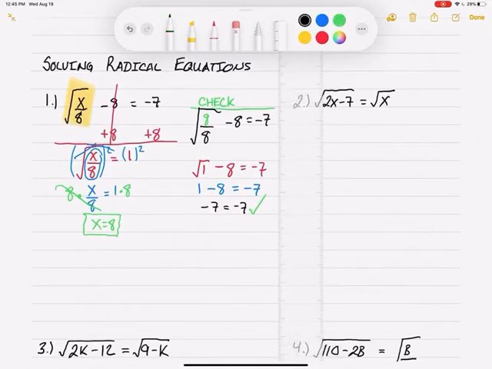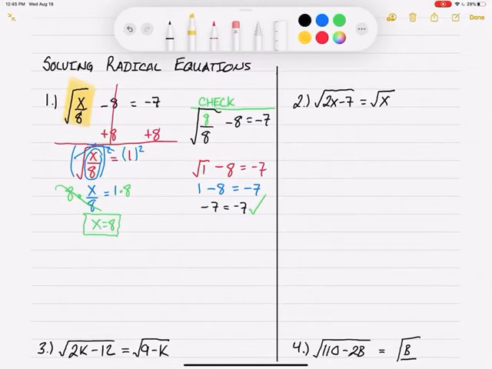Okay, so in example 2, the square root of 2x minus 7 equals the square root of x. Now, notice this is different. We have a square root or a radical on both sides of the equal sign. So I can't isolate it. I can't move them both to one side. All I can do here is get rid of the radical by squaring both sides. So I'm going to take both radicals and square them.